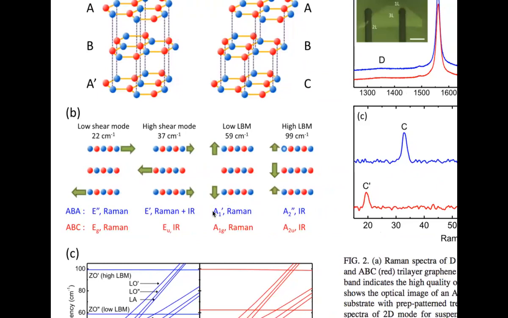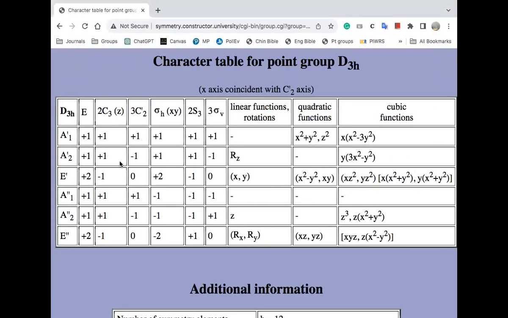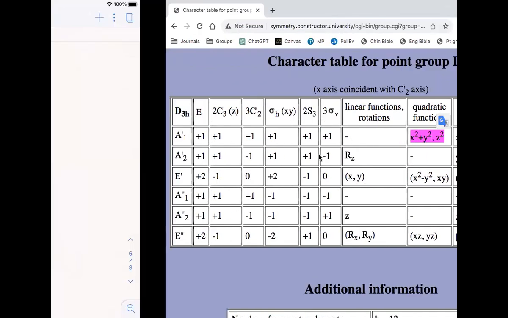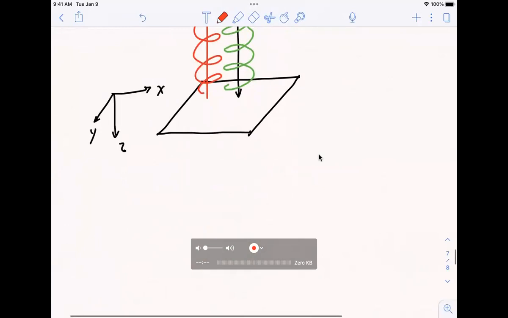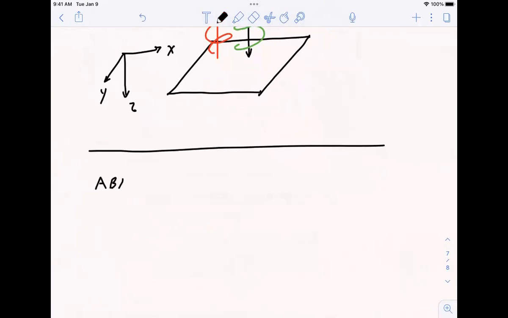Okay, so now let's go to the breathing mode. The breathing mode is A1 prime. So what is A1 prime? A1 prime is this. This is the breathing mode A1 prime. So let's write it. We'll have ABA, lower breathing mode, so it will be A1 prime. So the tensor element is this.